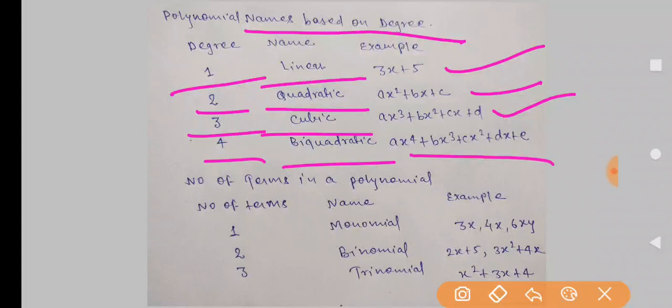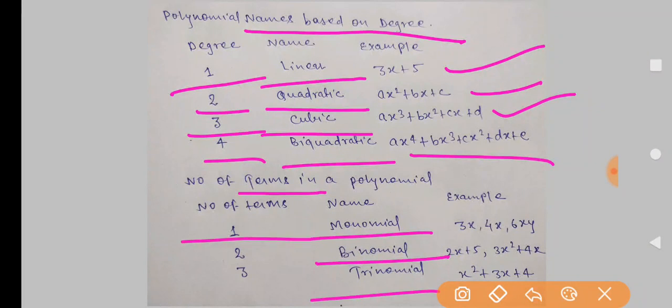Now, on the basis of terms, the names of the polynomials are monomial, binomial and trinomial. Monomial means there is one and only one term, binomial means there are two terms, and trinomial means there are three terms. So 3x, 4x, 6xy are all single terms. These are all monomials.